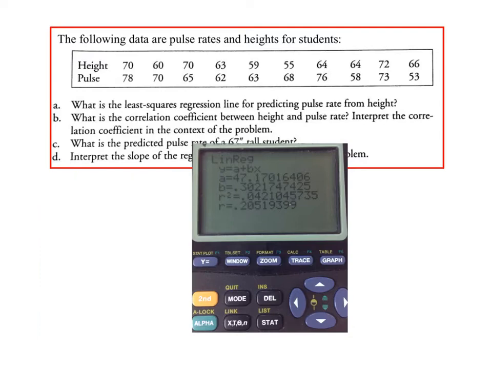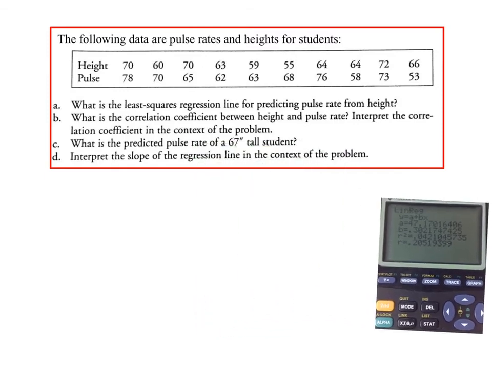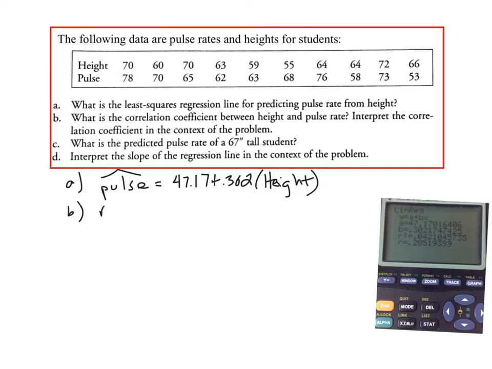and correlation. So let me just kind of make that a little smaller, and let's just answer A right here. We are trying to predict pulse, so we do pulse hat equals 47.17 plus 0.302 times height. Remember, we use the context. Hey, B, what is the correlation coefficient? Well, R is 0.205. Now, it says interpret the correlation coefficient. Instead of that, I took this from an old book. I'm going to do R squared instead.